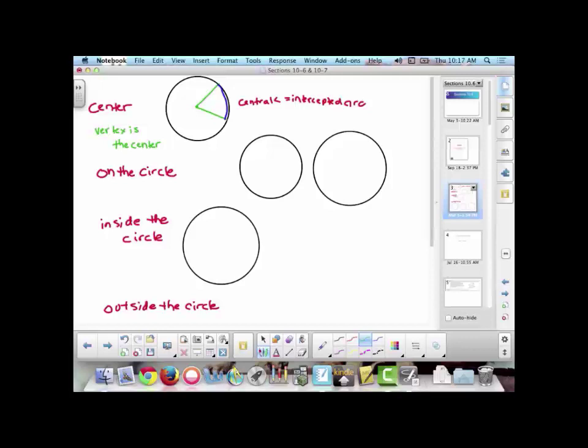The other angle that we've already learned about was the inscribed angle. Remember that the vertex was on the circle and the sides were chords of the circle. This was the intercepted arc. And we learned that the inscribed angle was equal to 1/2 its intercepted arc.